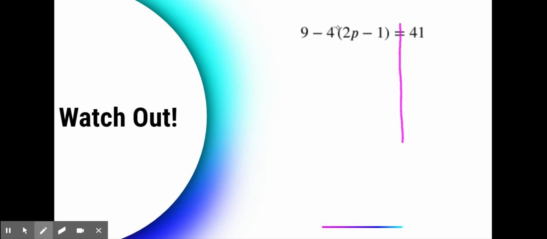This right here is negative 4 times the parentheses, and this is 9 minus this. So multiplication, which is what distributive property is, comes before subtraction. So we just want to copy the 9 and we're going to distribute this -4. Make sure you keep that negative with that 4 to know what to do. So -4 times 2p is -8p. -4 times a -1 is +4.